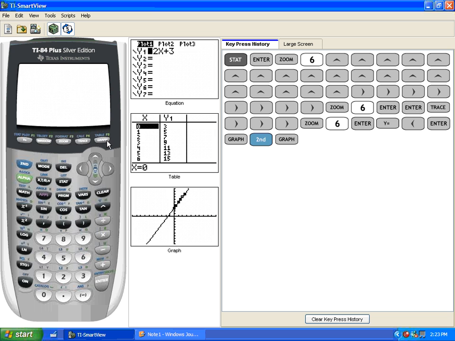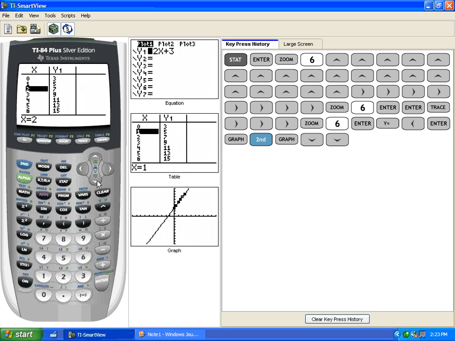So if we look at the automatically generated table, we can look down it and see that these points, one after another, are ordered pairs that are a part of the graph. So that's basically the connection between the graph and the ordered pairs.